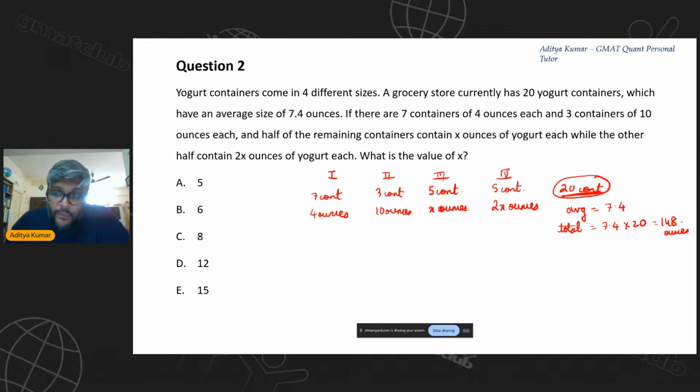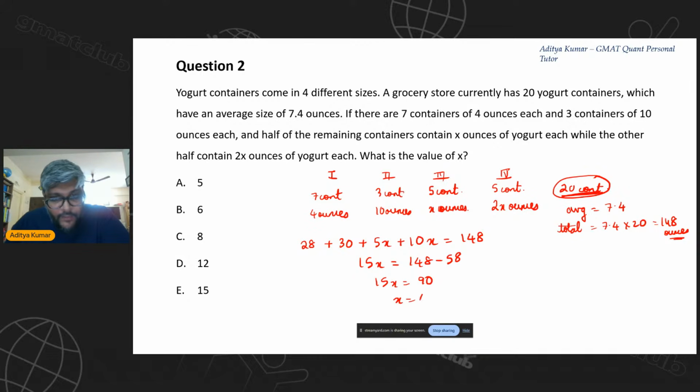And I know now the total ounces should add up to 148 ounces. So what are my total ounces? 7 times 4, which would be 28, plus 30, plus 5x, plus 10x is equal to 148. So 15x is equal to 148 minus 58. 15x is equal to 90. X would be 6. A very simple question to start with.